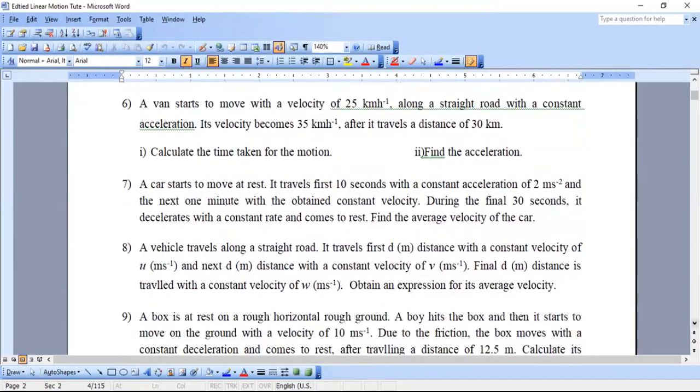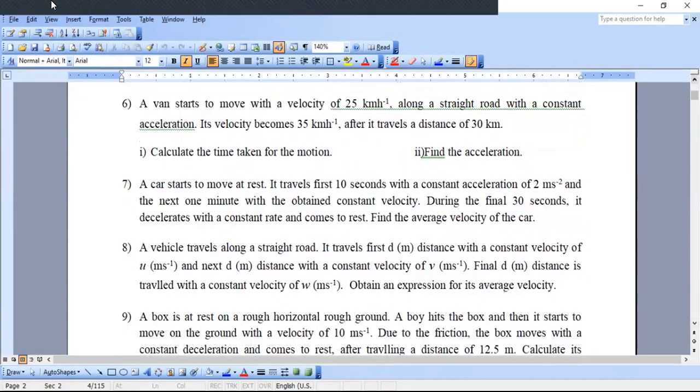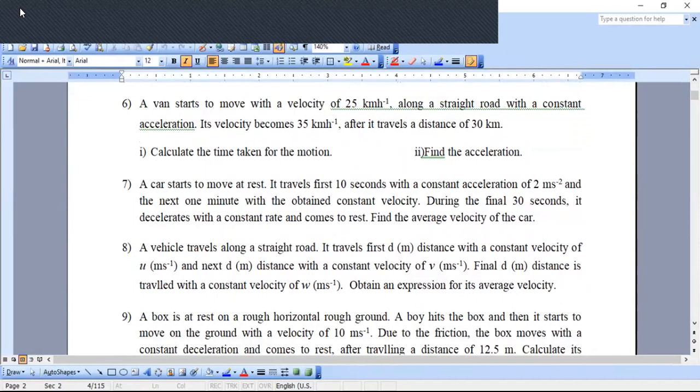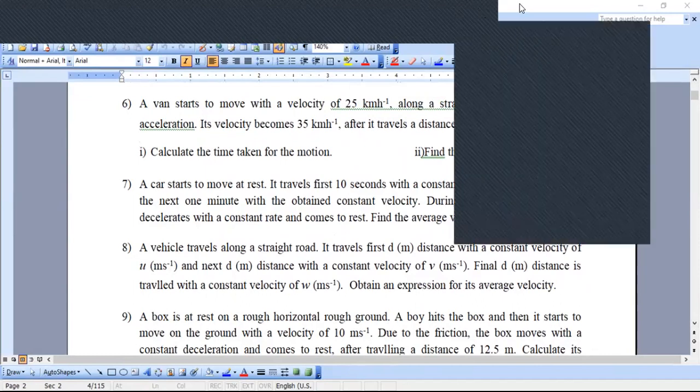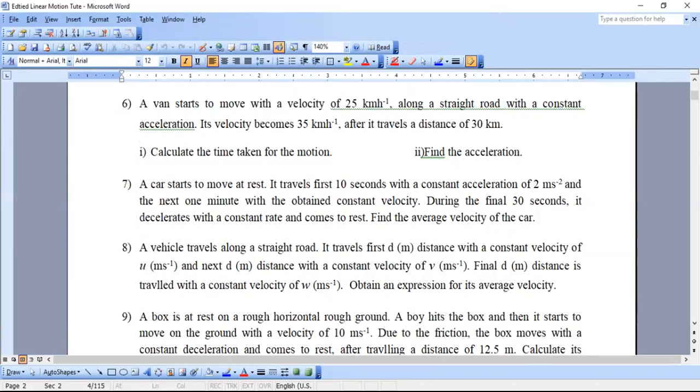Right, what's the first question? Somebody please read question number 6, dear. Somebody in the class, please read. A van starts to move with a velocity of 25 kilometers per hour along a straight road with a constant acceleration. Its velocity becomes 35 kilometers per hour after it travels a distance of 30 kilometers. Calculate the time taken for the motion. Find the acceleration.